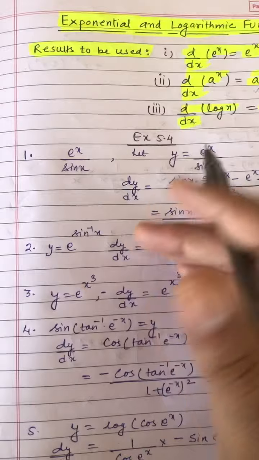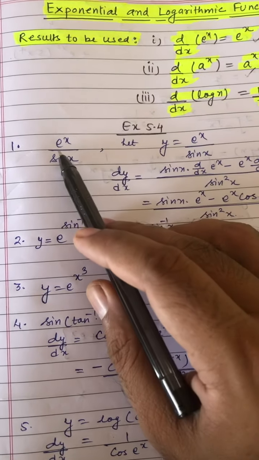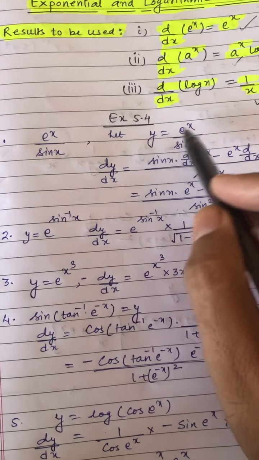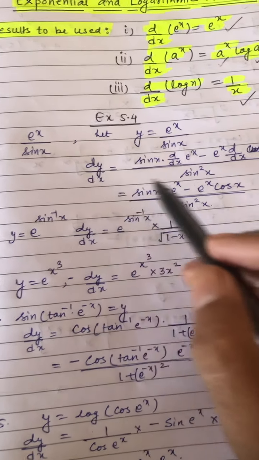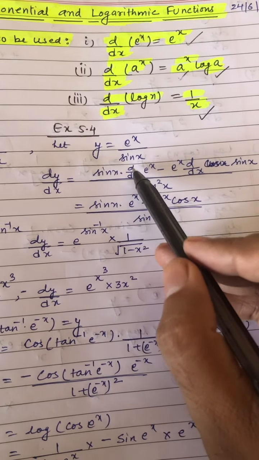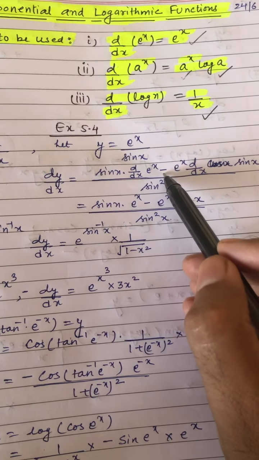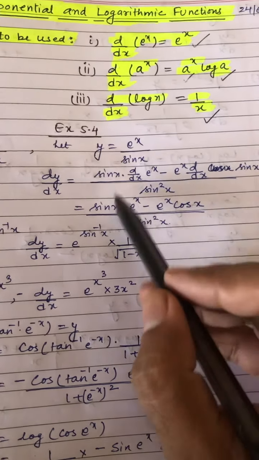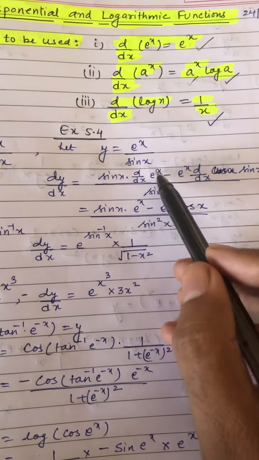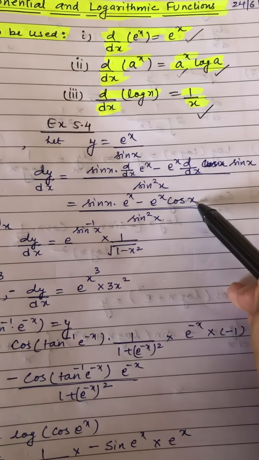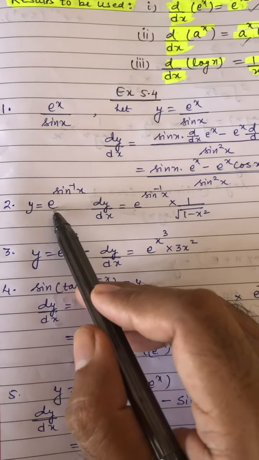Now based on this exercise 5.4, question number 1. We have to differentiate e to the power x upon sin x. So I will assume this term as y. So derivative of y will be dy by dx. Now here I will apply the quotient rule. Square of the denominator as it is, d by dx of numerator, that is e to the power x, minus the numerator as it is, d by dx of denominator, that is sin x. So sin x as it is, d by dx of e to the power x is e to the power x, minus e to the power x as it is, and differentiation of sin x is cos x. This is the answer.